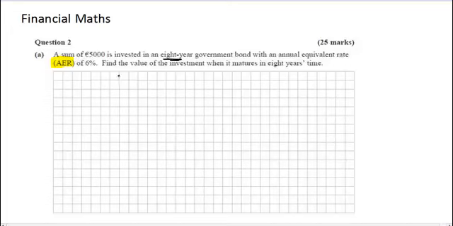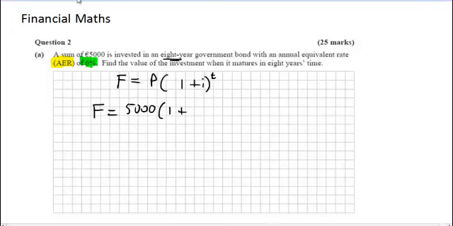Well, you go to your formula tables and you'll find that the final amount is equal to the principal sum times 1 plus i to the power of t. So to work out this final amount, we put in the principal sum. Principal sum is the 5,000 that was invested. 1 plus i. Now the interest rate here is 6%, so 6% is 6 out of 100, which is 0.06, and then that's to the power of 8, because it's 8 years.